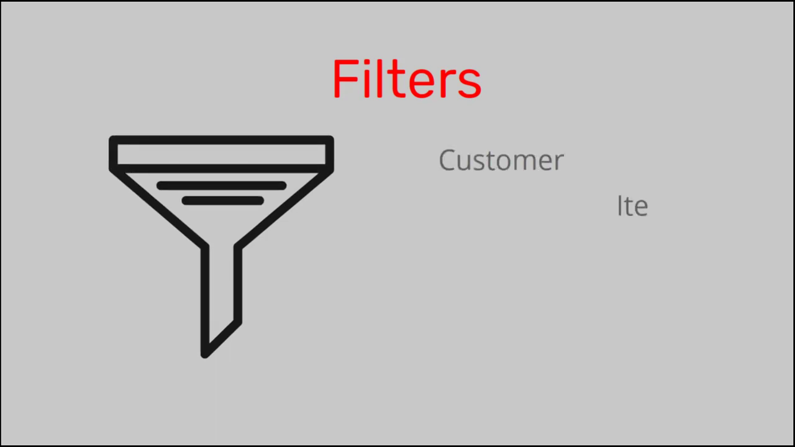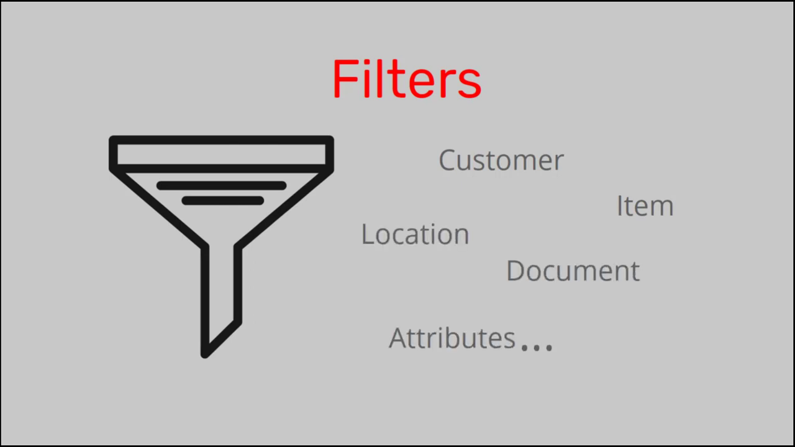Filtering. Not only can you filter based on pricing, but RPM offers you all sorts of ways to filter. This can be based on customer, item, location, but then also on attributes related to a customer, an item, a document. This is really just the tip of the iceberg. There is so much flexibility when it comes to filtering.